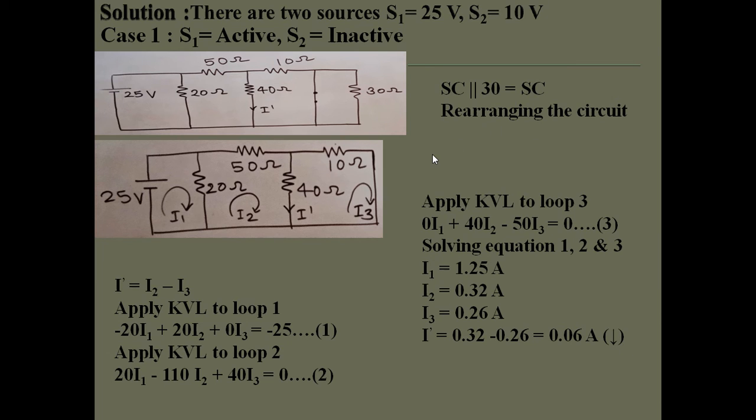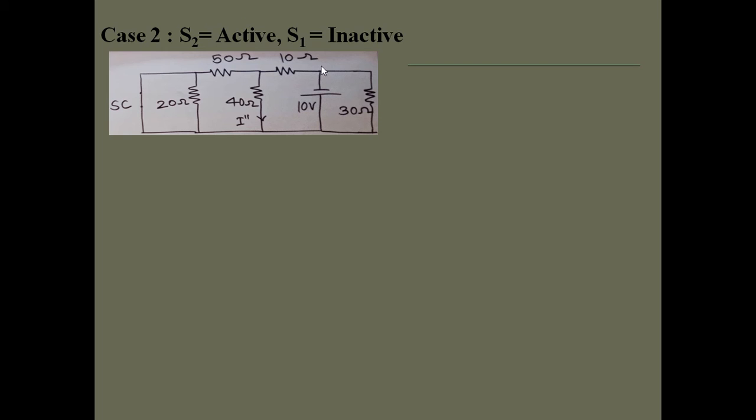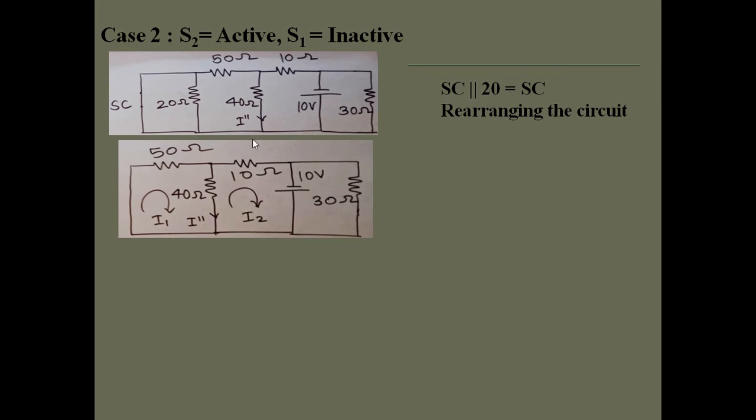Now we'll consider the second case where this source is inactive and this source will be active. The rearranged circuit diagram will appear like this. In this diagram, this 20 ohm is in parallel with short circuit, so this branch will be neglected. So a short circuit parallel 20 will give a short circuit, and the rearranged circuit will appear like this.